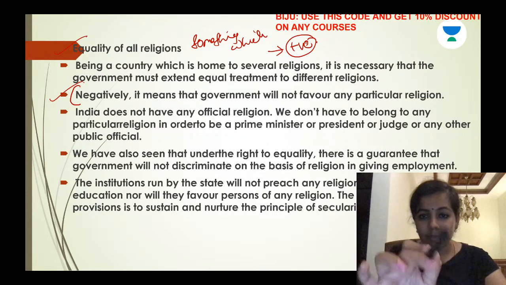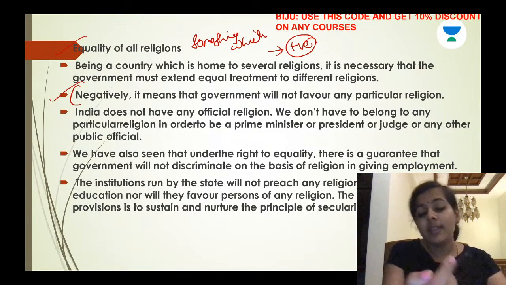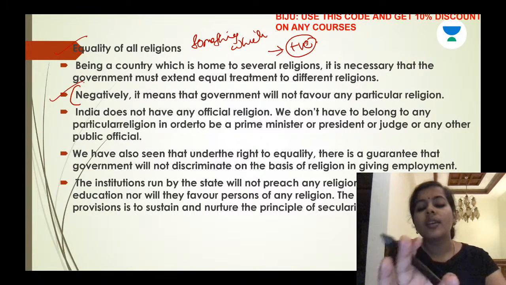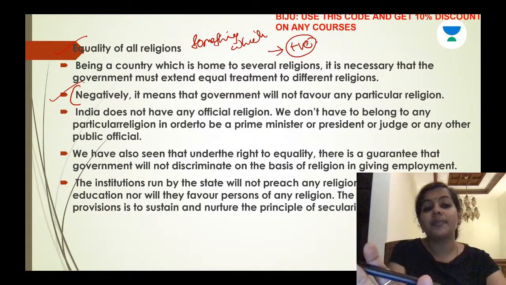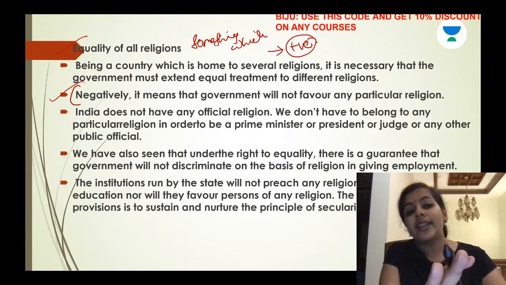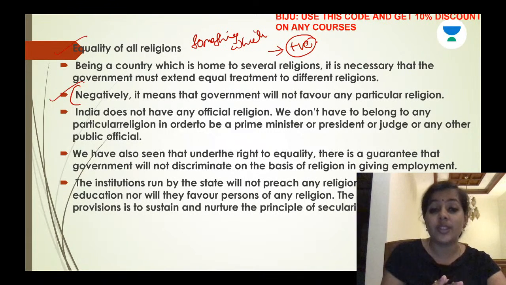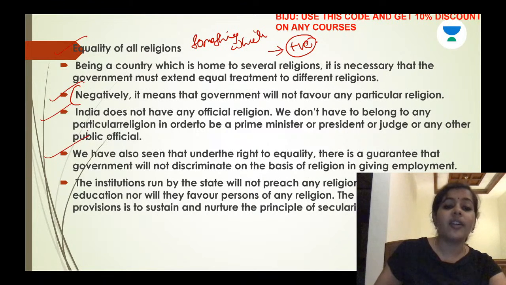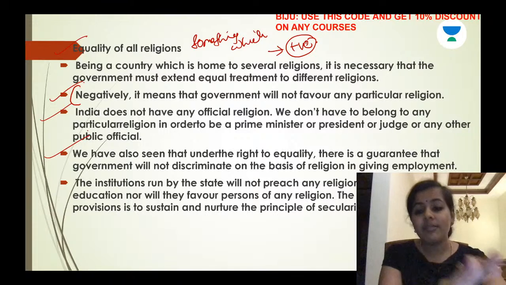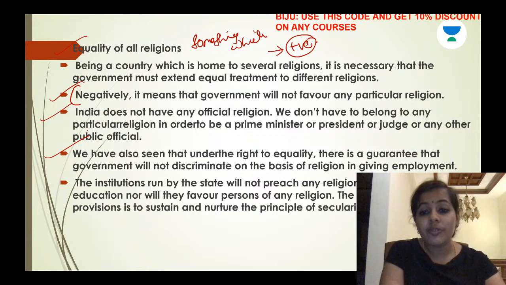Positive means the citizen is associated with it. Negative means it is not favoring the government. Equality of religion is a negative concept because it does not favor any particular religion. India does not have any official religion. India is a secular state. It also gives the right to equality in employment and many things. Nobody can be discriminated against in the name of religion.